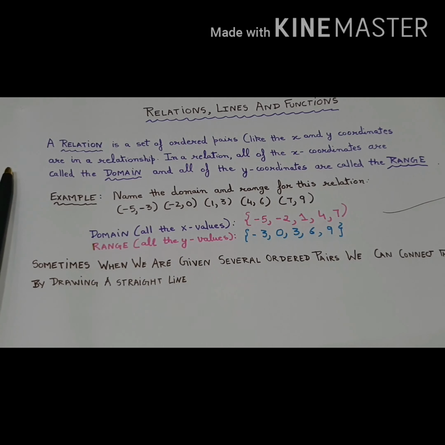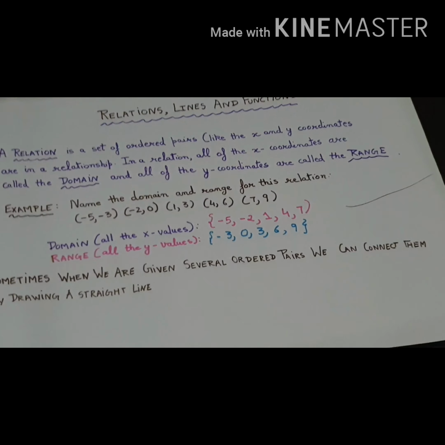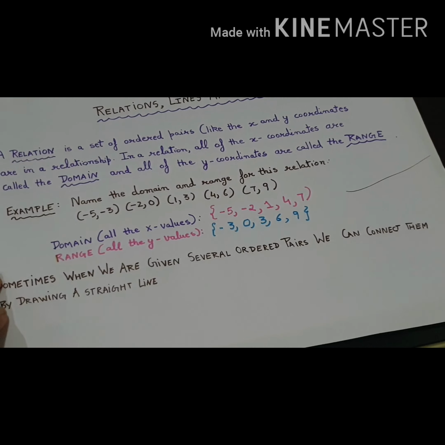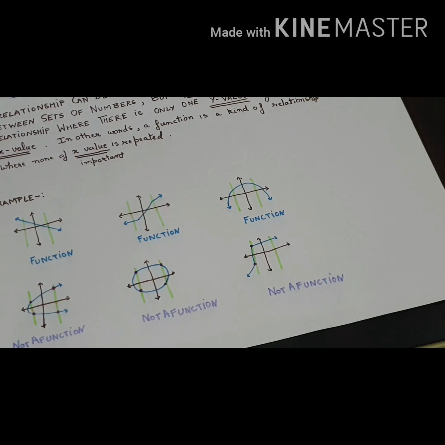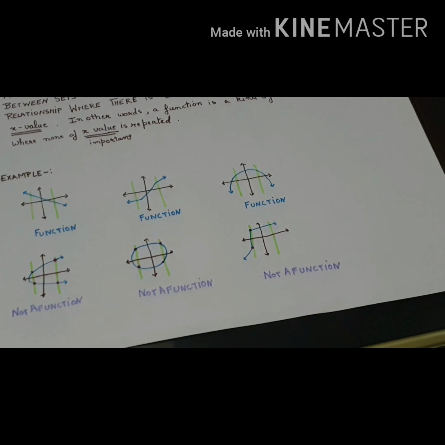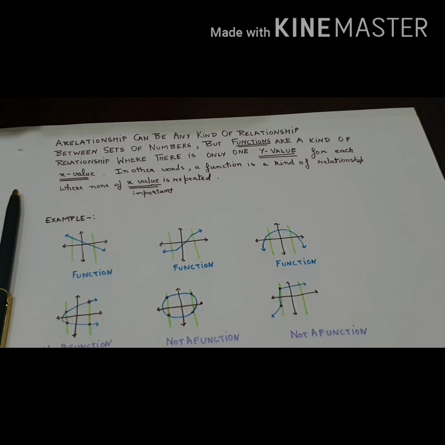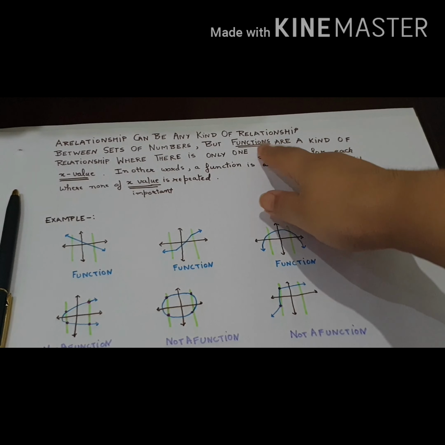Sometimes when we are given several ordered pairs, what can we do? We can connect them by drawing a straight line. How can we do it? By drawing a straight line. So now I have told you about the relationship, that in a relationship there is the value of x and y. Now the next point is whether the relationship is a function or not.